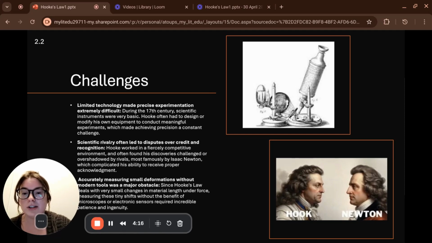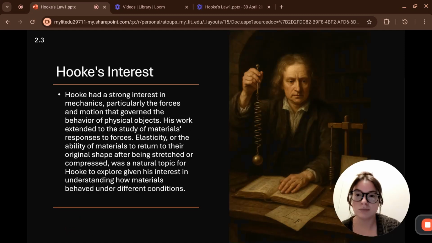And just accurately measuring small deformations without the modern tools was a major obstacle. Since his law dealt with very small changes in material length under force, measuring these tiny shifts without the benefit of microscopes or electronic sensors required patience and ingenuity.